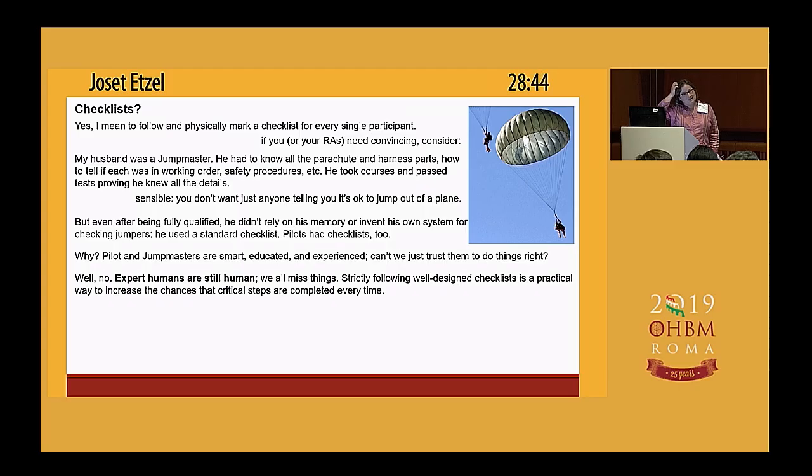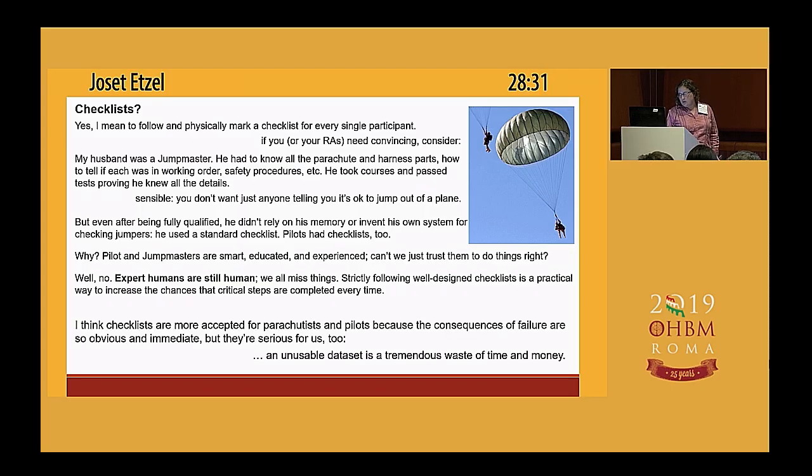Well, no, because expert humans, we are all still human. And strictly following well-designed checklists seems to be one of the best ways in practice to try to make sure everything's done every time. So I think that this is more acceptable for parachutes and pilots because it's really obvious what happens if there's an error. But an unusable data set is a big deal for us too. I mean, it may not be a splat, but it's still years and years and millions of dollars wasted.